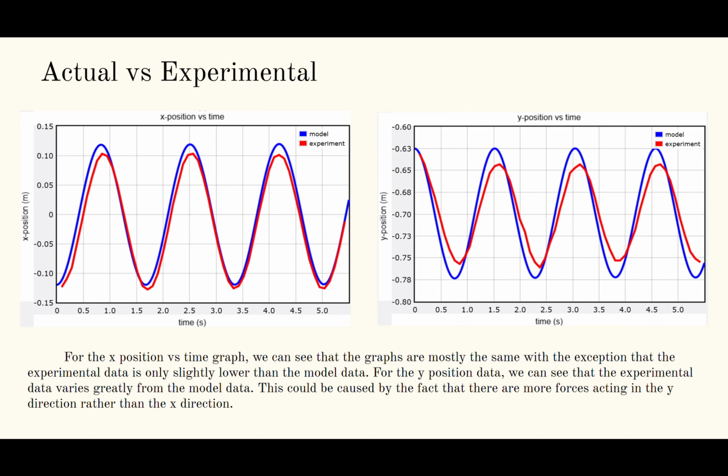So for the x versus time graph, we can see that the graphs are mostly the same, with the exception that the experimental data is only slightly lower than the model data. And for the y position, we can see that the experimental data varies greatly from the model data, and this could be caused by the fact that there are more forces acting in the y direction rather than the x direction.